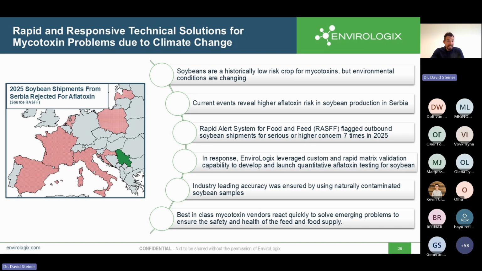It shows the need for fast and reliable testing, and EnviroLogix responded by using its rapid validation methods to develop a quantitative aflatoxin test specifically for soybean. And by validating the assay with naturally contaminated samples rather than relying solely on spiked controls, high accuracy and robustness were achieved, setting a new standard for field-adapted mycotoxin testing.